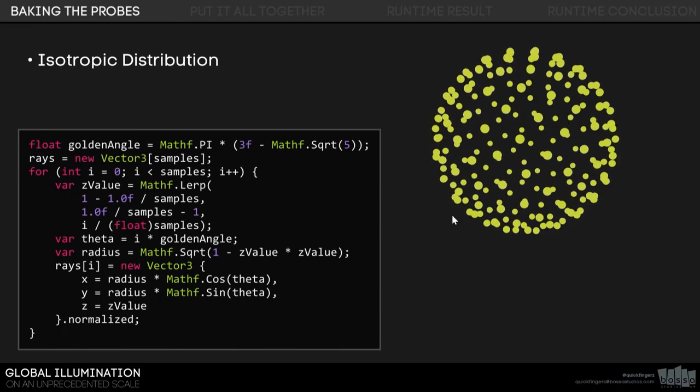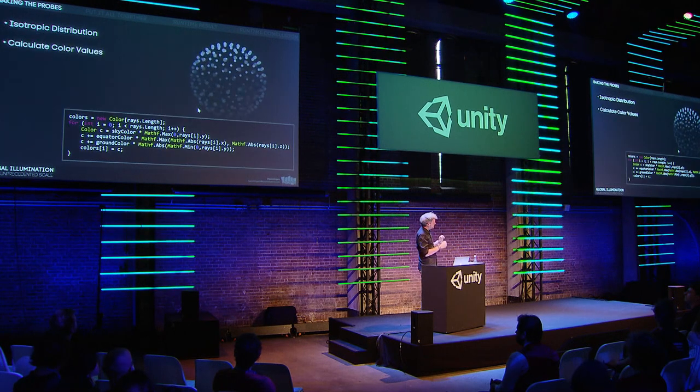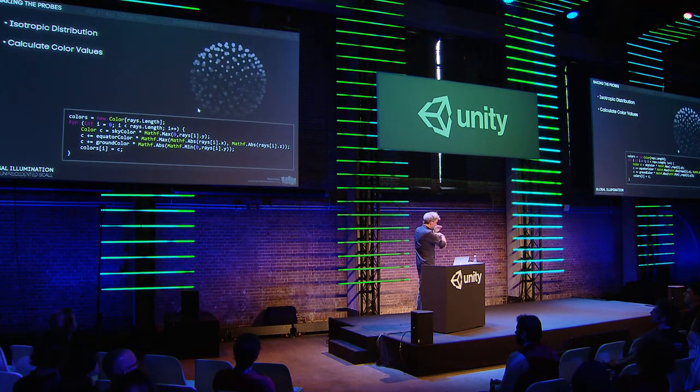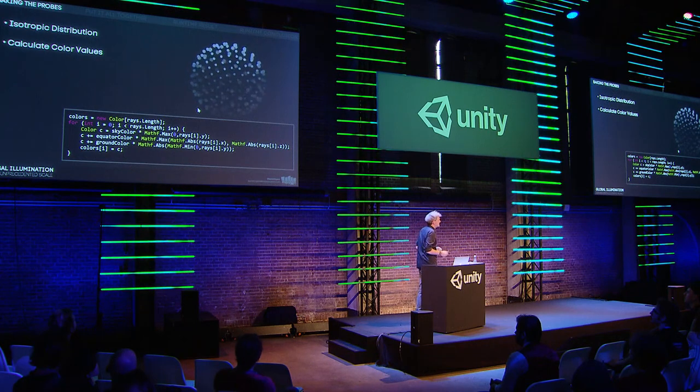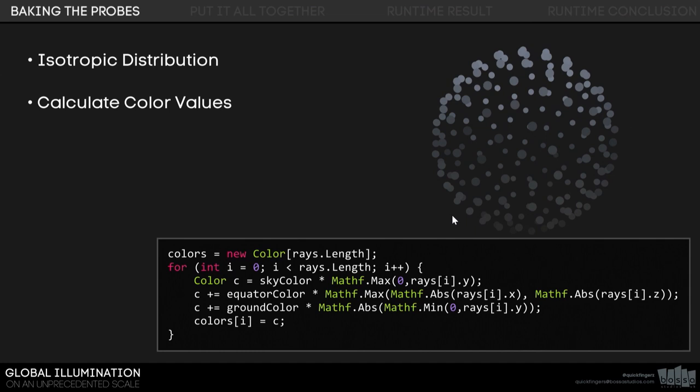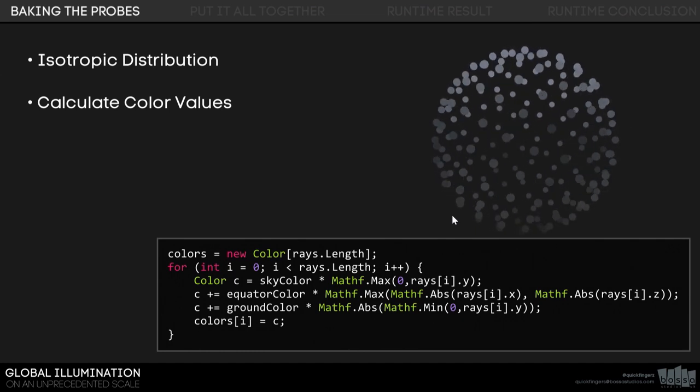So now I've got that. I assign a color to each one of those points using the colors that the artist has set up in the lighting window. So for the sky, the equator and the ground color. We can use that, and they're based on that. So it creates like a nice gradient.